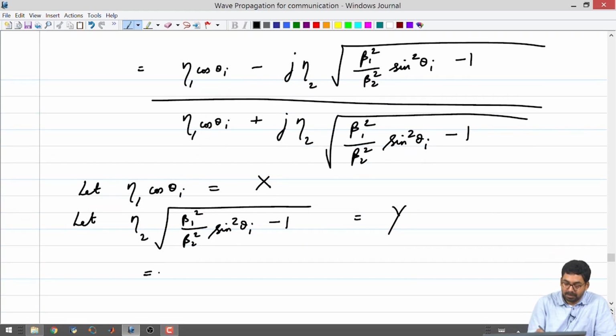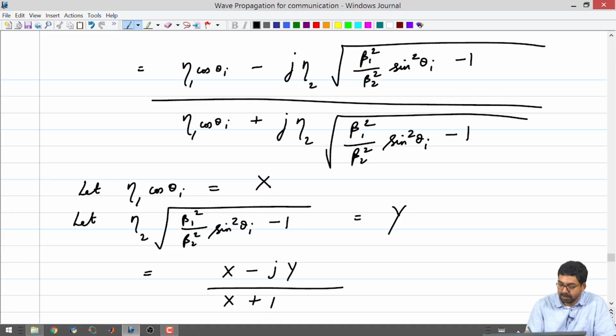So, the formula would now look like (x minus jy) divided by (x plus jy), okay. The reason for bringing that minus 1 out and then writing it in terms of j is to write it in the form of a ratio of two complex numbers that are conjugates of each other, okay. And there is a reason to do this.